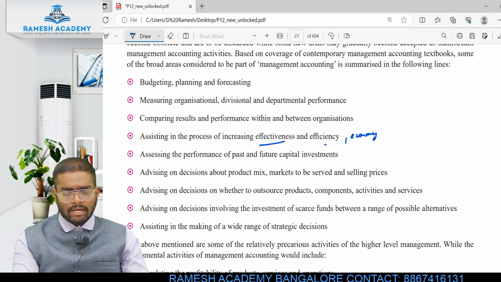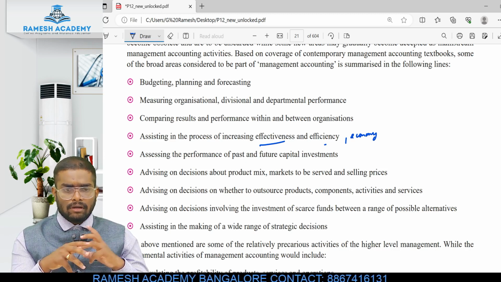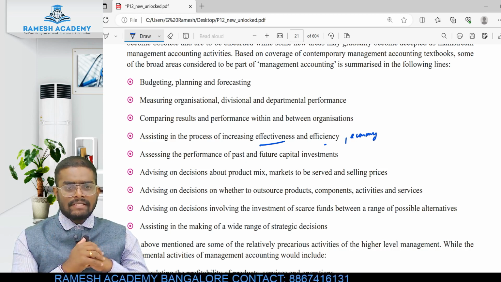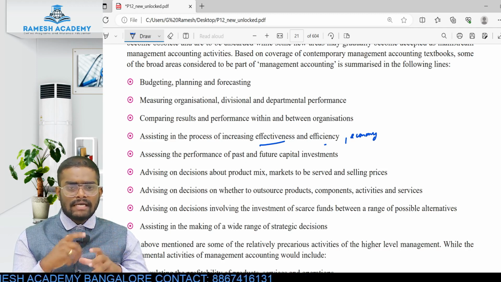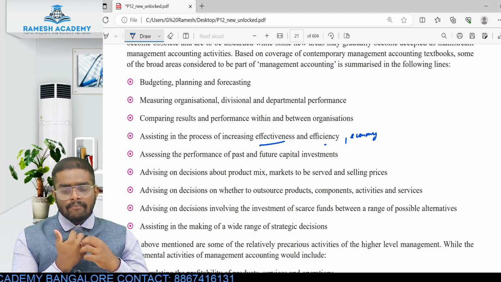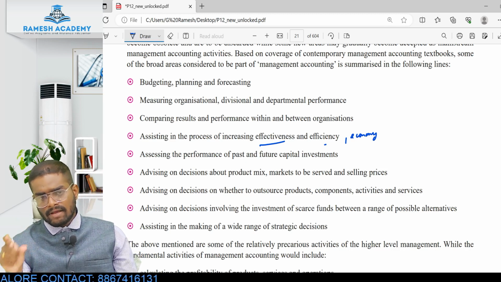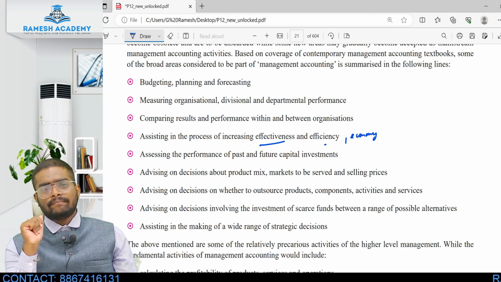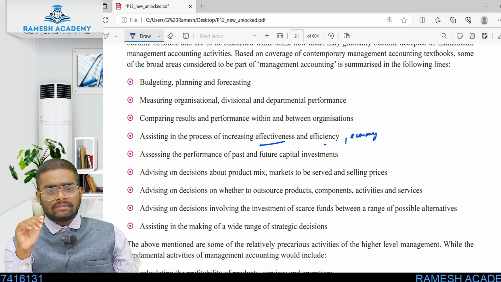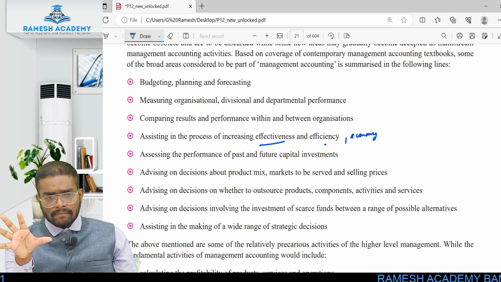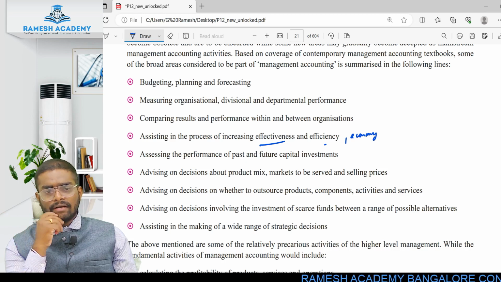Advising the decision about product mix, markets to be served, and selling prices. So in standard costing we'll be having the concept of mix variance: why there is a difference, who is the person responsible, what actions can be taken, and markets to be served. Management accounting helps in acquiring new markets, whether we can go into this particular market. So if, suppose, Geo plans to enter into a new business, it will make a business plan, it will make a forecast whether we can compete with this particular competitor.